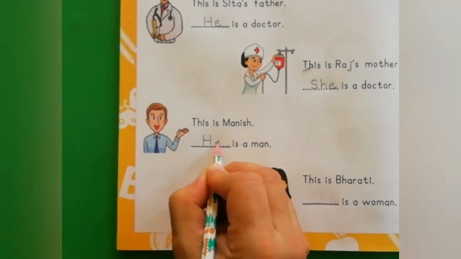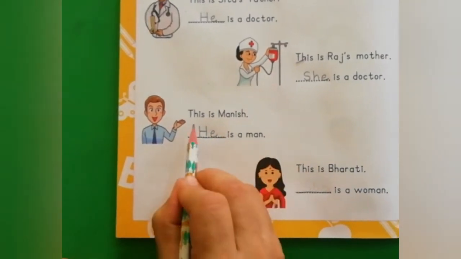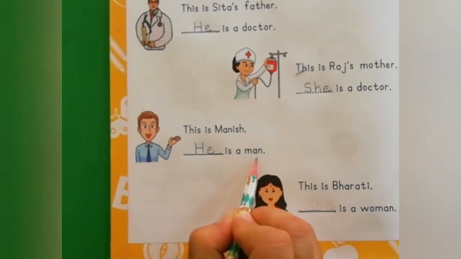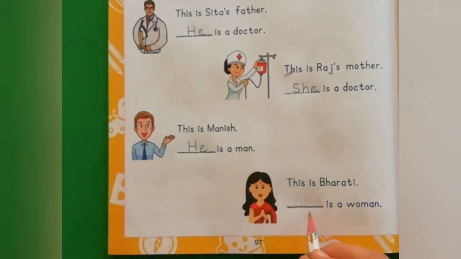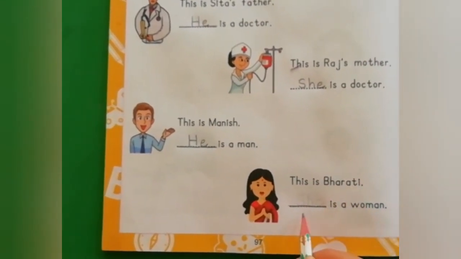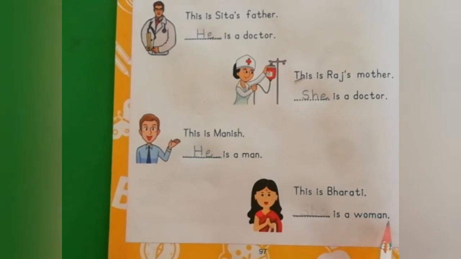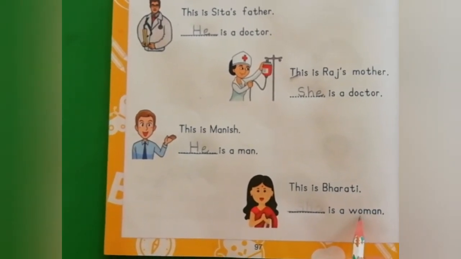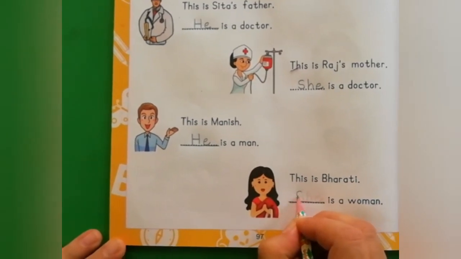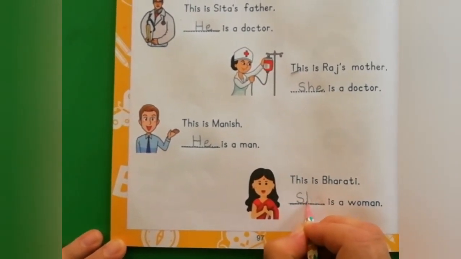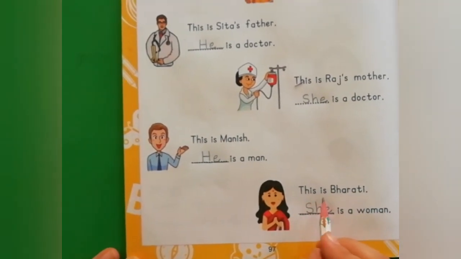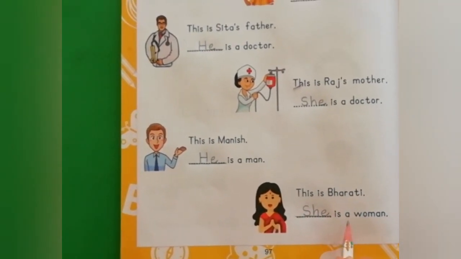H E, he. This is Manish. He is a man. Now the last sentence is, this is Bharti. Full stop. Dash is a woman. Full stop. So what do we use for a woman? She. So we will write capital S H E, she. This is Bharti. She is a woman.